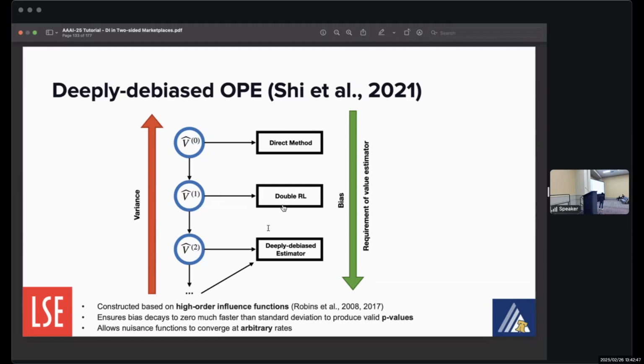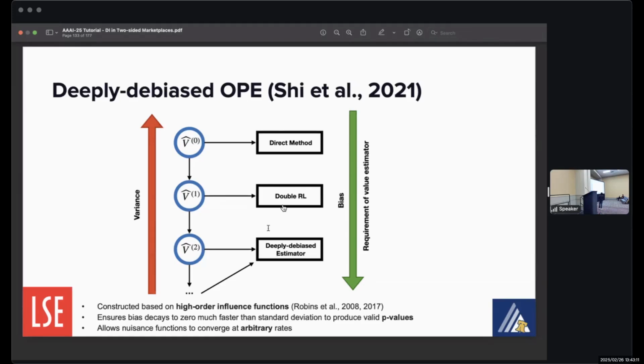Basically, if you only wish to provide a point estimator, then you typically need to make sure that the bias and the standard deviation of this estimator are approximately of the same order for the purpose of minimizing the mean square error. But for the purpose of uncertainty quantification, you need to make sure that the bias decays at a much faster rate than the standard deviation.